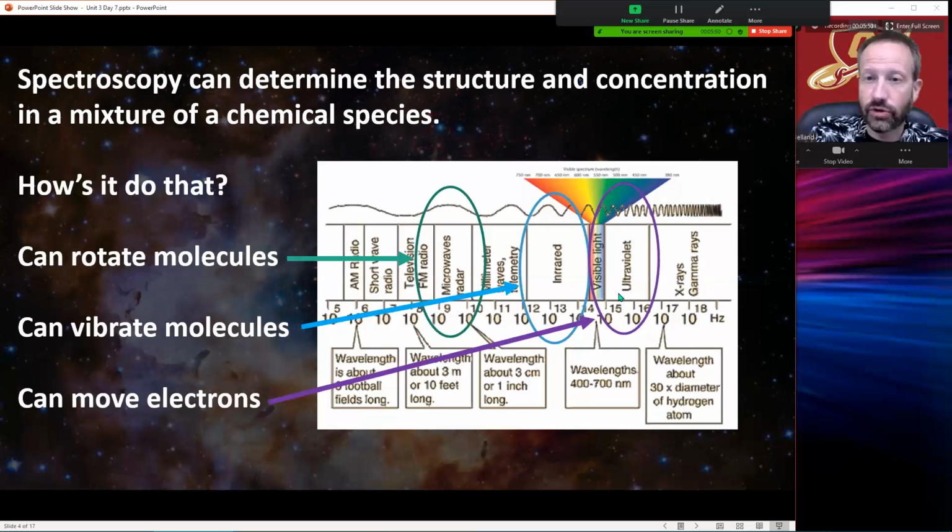And so ultraviolet and visible light. This is high enough that we can move electrons. So we go from kind of low energy, where we can only spin molecules. I mean, just think about a toddler who can kind of knock over a toy. That's the same way, low energy with microwaves. A little higher in energy, infrared can vibrate the molecules.